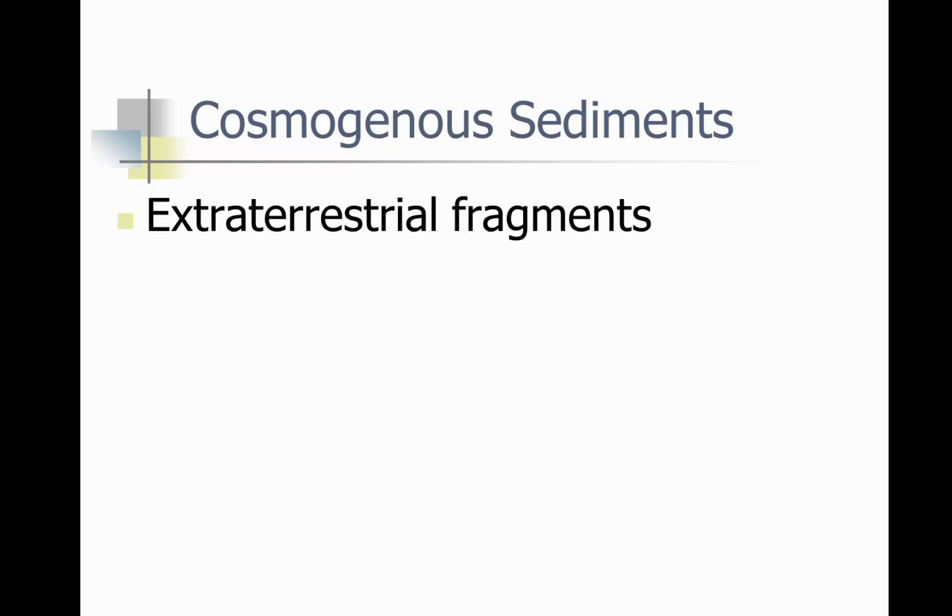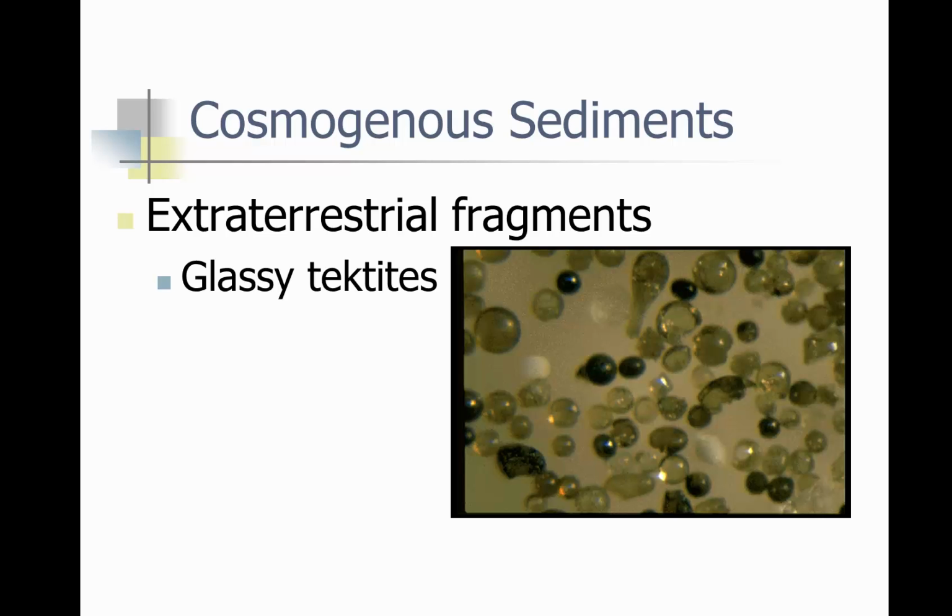Okay, this is going to be the last part of Unit 5 on ocean sediments. This is the cosmogenous sediment, as well as wrapping up the unit. Cosmogenous means from space, so these are actually asteroids or comet remains that make it through our atmosphere, splashing down into the ocean, probably pulverized into lots of different pieces. So they're extraterrestrial fragments. They come in a couple of different forms.